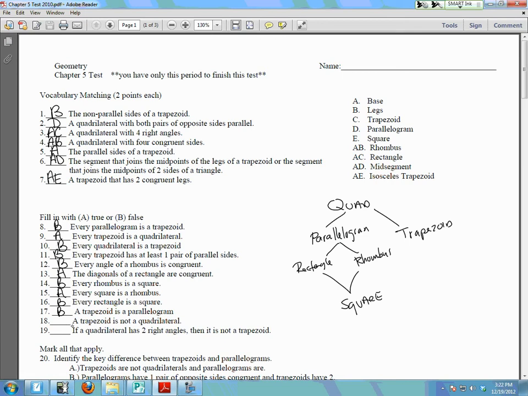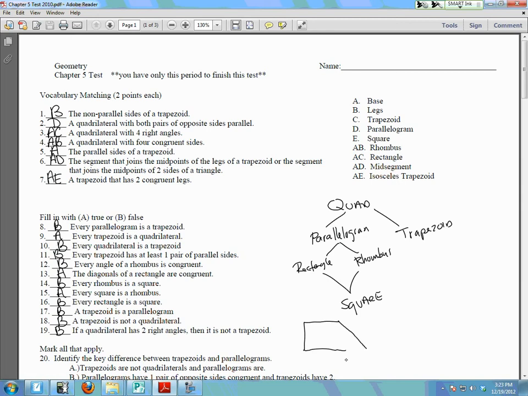A trapezoid is a parallelogram. That is false. Okay, that's a lot like question number 8. A trapezoid is not a quadrilateral. That is false. We just learned from this flowchart here that a trapezoid is a quadrilateral. And if a quadrilateral has two right angles, then it is not a trapezoid. That is false. You can have a trapezoid that has two right angles.